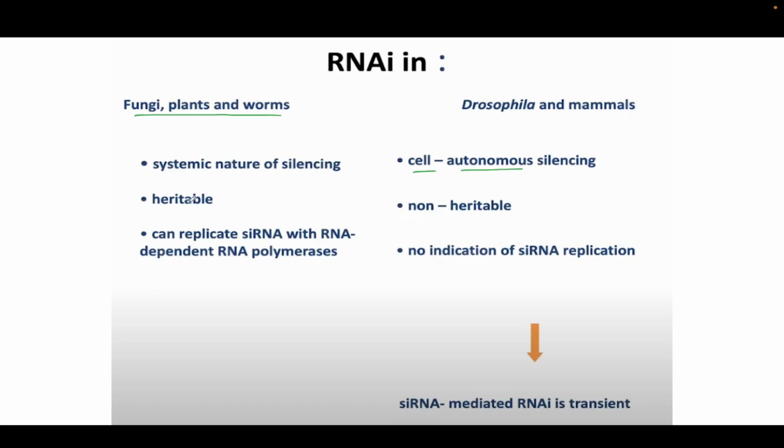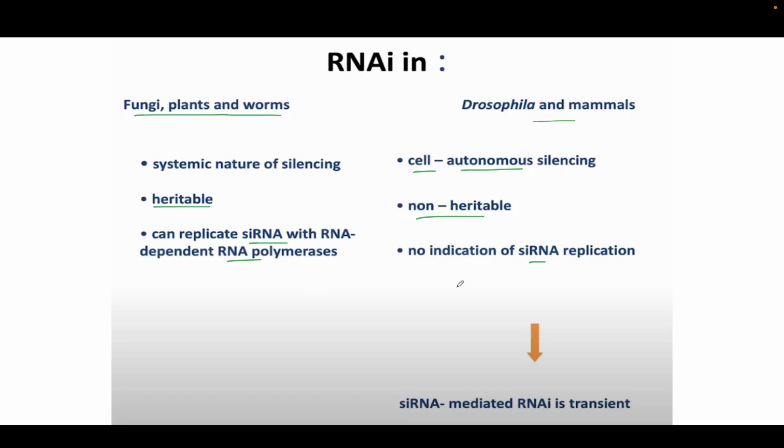Okay, next thing is it is heritable in the case of fungi, plants and worms, but it is non-heritable in Drosophila and mammals. And it can replicate siRNA with RNA dependent RNA polymerase, but no indication of siRNA replication in the case of higher eukaryotic organisms. Why is there no replication of siRNA in mammals? Because of the absence of RNA dependent RNA polymerase, that is RDRP.